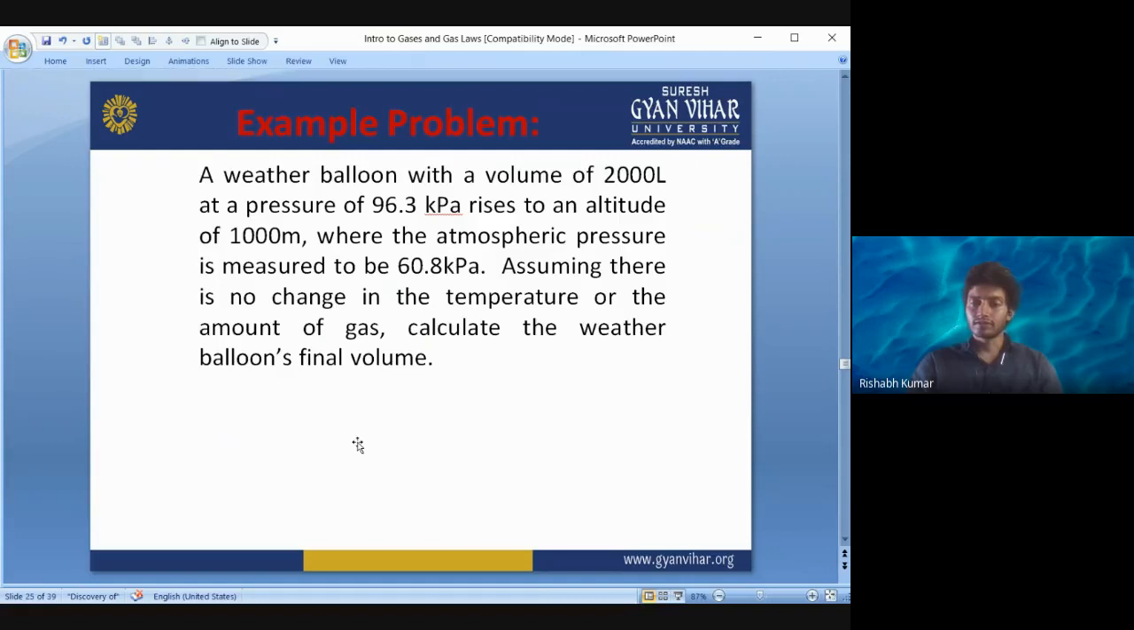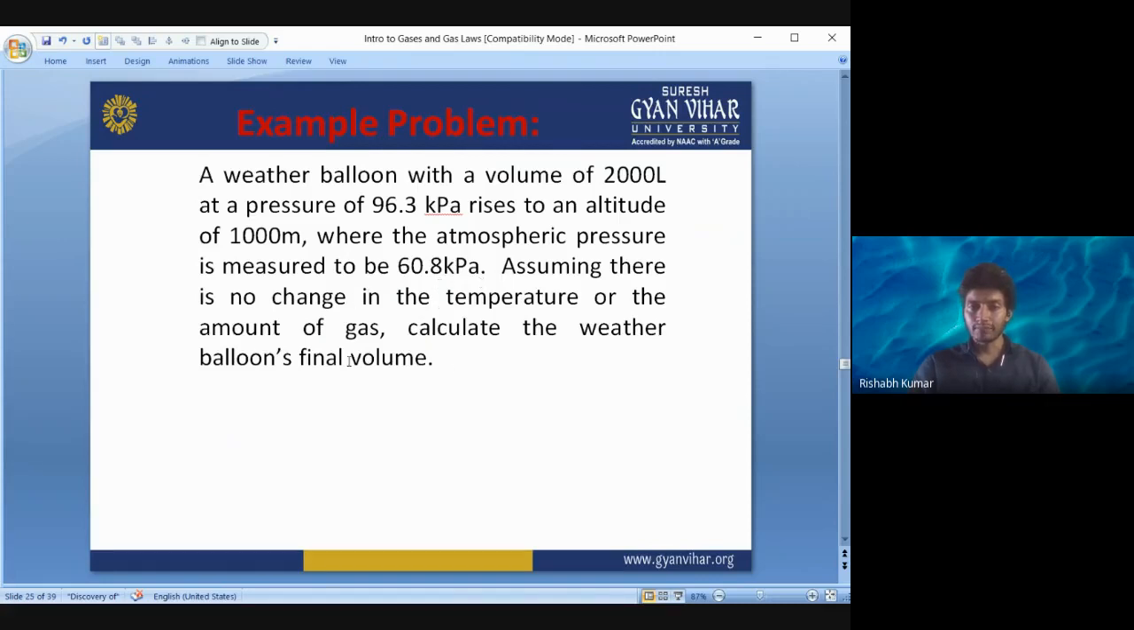So you can do this on your own. Very simple. A weather balloon with a volume of 2000 liter at a pressure of 96.3 kilopascal rises to an altitude of 1000 meter, where the atmospheric pressure is measured to be 60.8 kilopascal. So your pressure decreases by how much? By 35.5, right? By 35.5 kilopascal. As you move upward by 1000 meter, the drop in the pressure is 35.5 kilopascal.